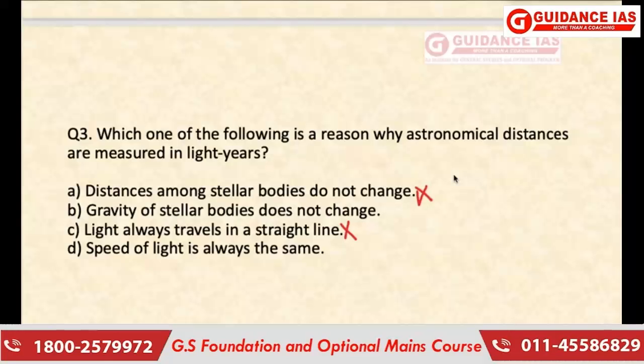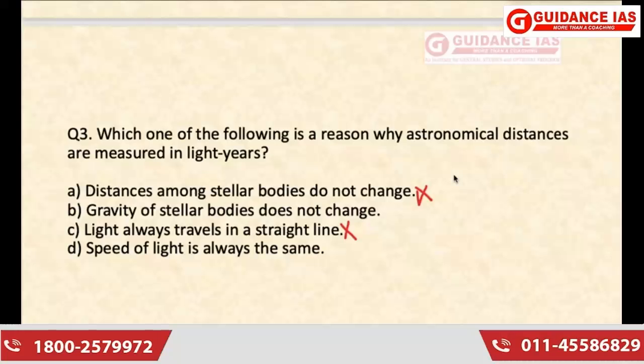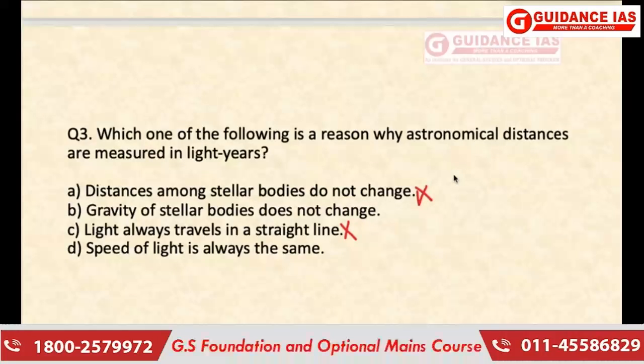Everything we view in the night sky has already happened. And because the speed of light in empty space या फिर vacuum never ever changes, this is precisely the reason why astronomical distances are measured in the light years.